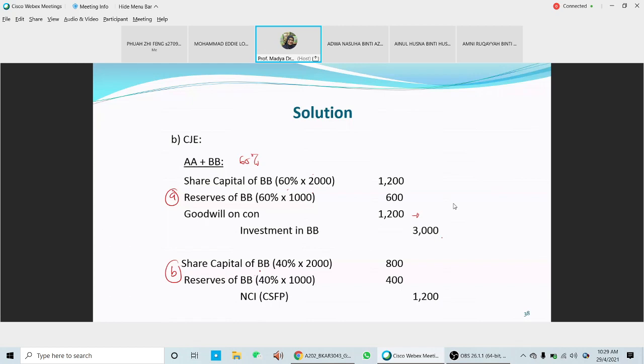Okay, share capital for NCI here is 40%, so 800. Reserve 40%, 400. NCI is 1.2, so it's the same as what you have here. A to B here is a direct interest, just a normal one. Direct interest means that the way you account is the same. Prepare the journal entry like the previous one.